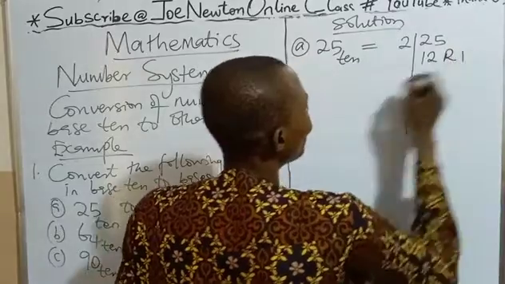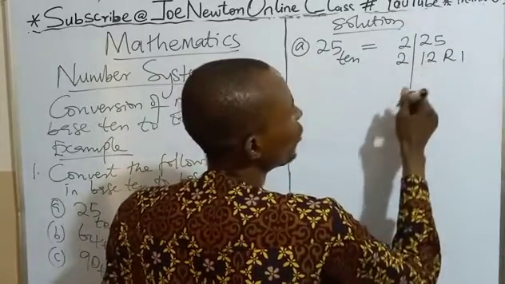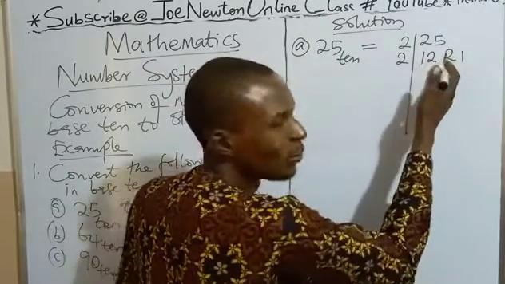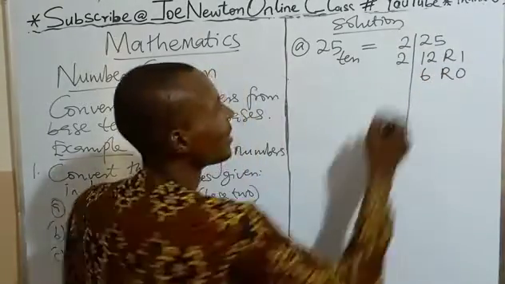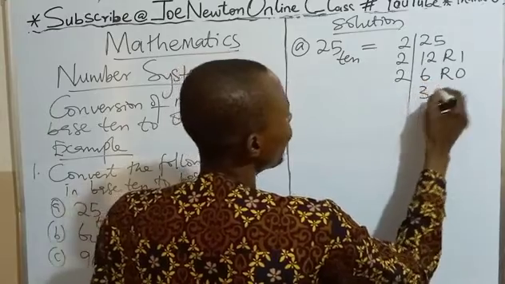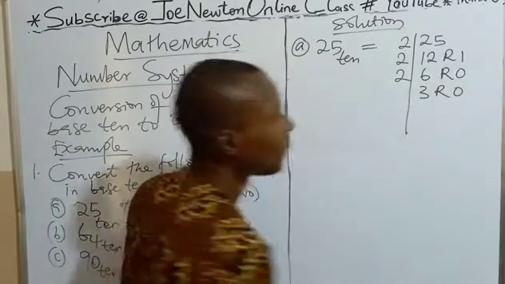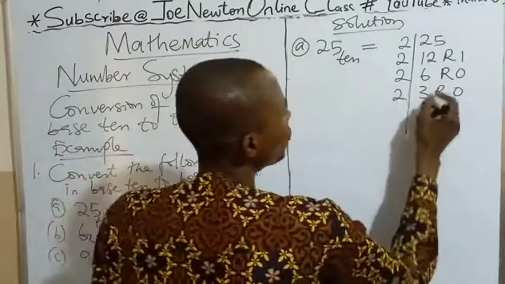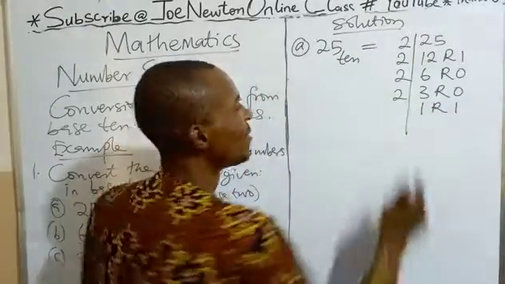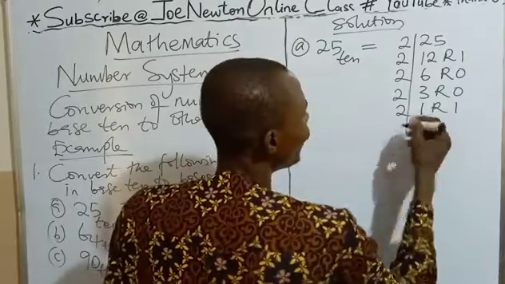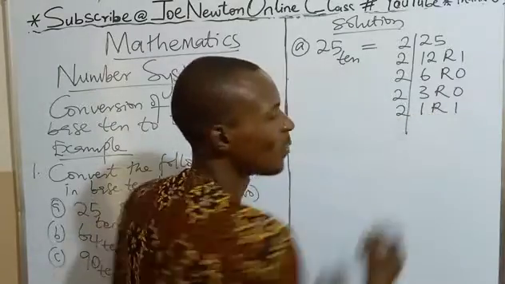Remainder 1. Then 2 into 12, we get 6. Remainder 0. Now, 2 divides 6 gives us 3. Remainder 0. Then 2 divides 3 gives us 1. Remainder 1. Then 2 divides 1, 2 cannot divide 1 comfortably.